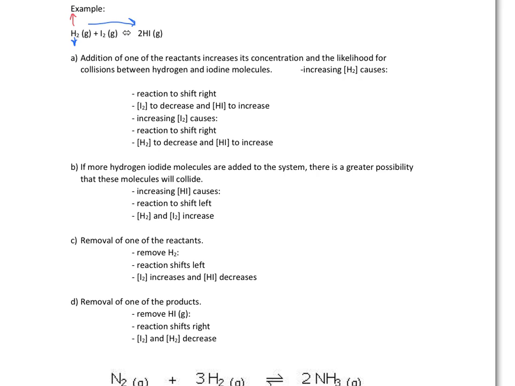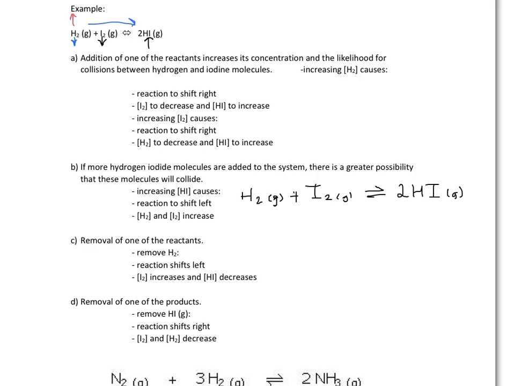When the equilibrium shifts to the right, it's shifting towards hydrogen iodide. As such, the concentration of the hydrogen iodide will now increase. When it shifts to the right, it's also shifting away from the iodine. If it's shifting away from the iodine, the concentration of the iodine will decrease.